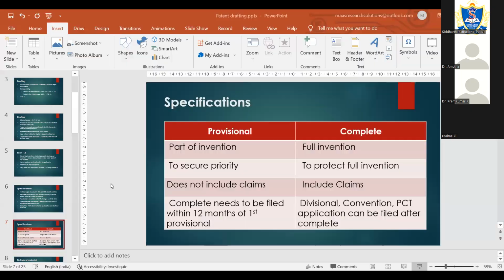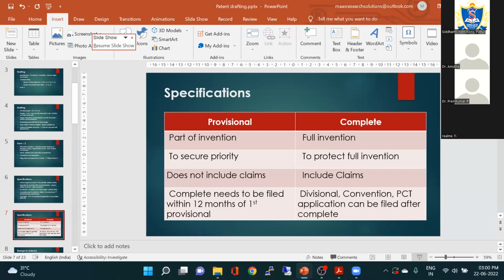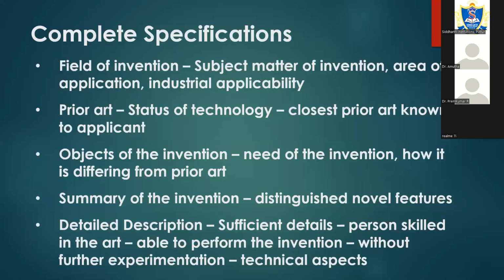So this is all about your abstract. And next is your complete specifications. You have now created the abstract, which is a reference document for the Indian Patent Office. Next is your complete specifications. The complete specifications will have the following things.